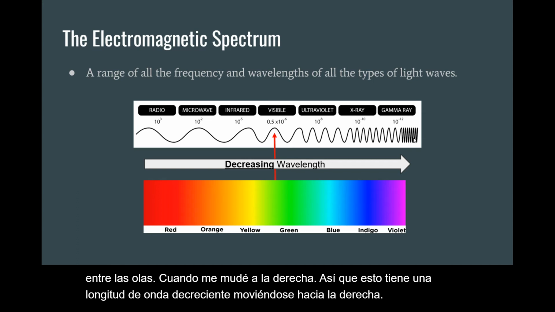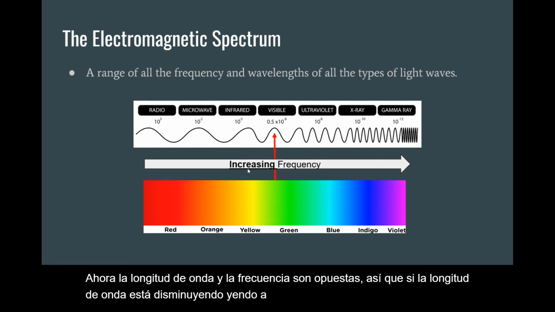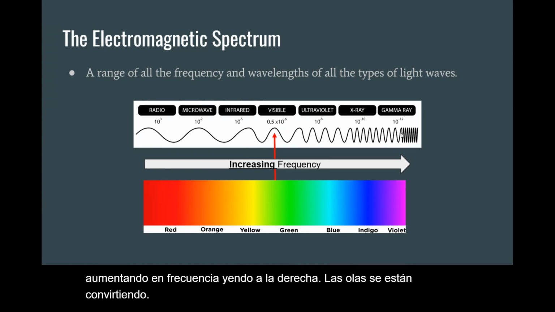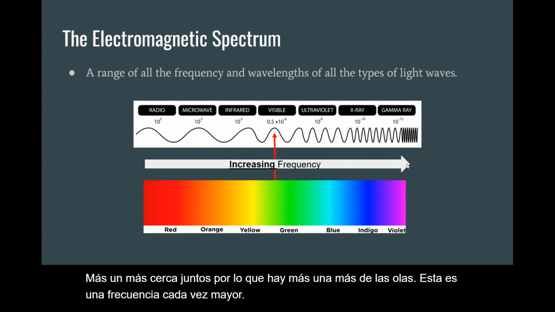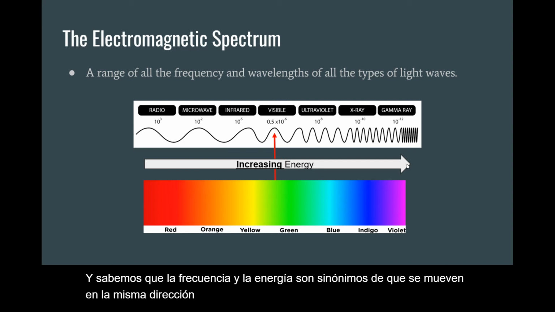Now, wavelength and frequency are opposites. So if the wavelength is decreasing going to the right, then it is increasing in frequency going to the right. The waves are becoming more and more close together, so there are more and more waves. This is an increasing frequency. And we know that frequency and energy are synonymous, that they move in the same direction. So we can also say it's increasing energy going to the right.